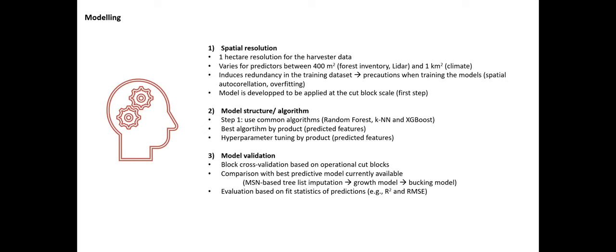In terms of model structure, we've been working with common algorithms such as random forest, KNN, and XGBoost, but there's also a separate stream of the project that's looking at more advanced deep learning and complex AI to get refinement on the predictions. We develop different models for each of the products or the predicted features that we're predicting. And of course, each of these models is parameterized and tuned specifically for this product.